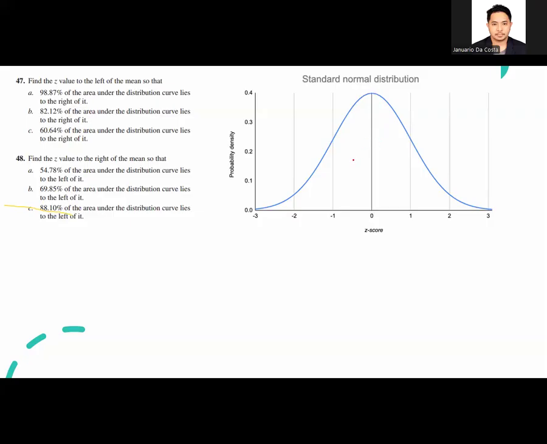Find the z value to the left of the mean so that 98.87% of the area under the curve lies to the right of it. So that means that we want to find this value. What is the z value over here? All the area to the right of this value is what? The probability of this is what? How many percentage?